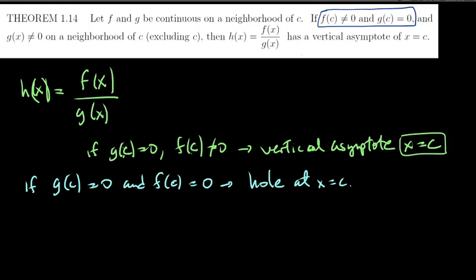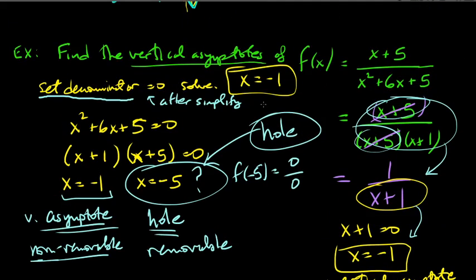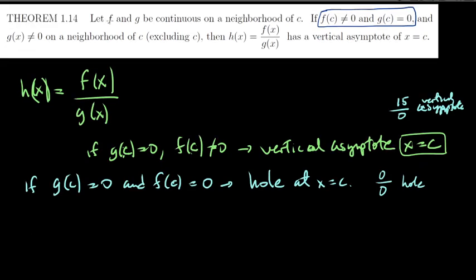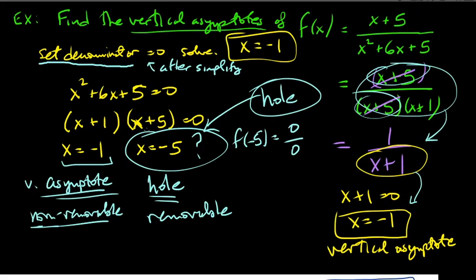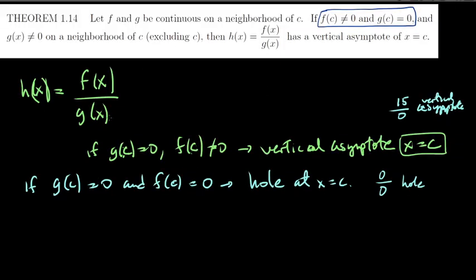But basically, when you get 0 over 0, chances are that's a hole. If you get something like 15 divided by 0, that's probably a vertical asymptote. So that's all this theorem says. It's exactly what you have been using in your pre-calc days. Now we just made this formal statement, and that allows us to find the vertical asymptotes by figuring out where the denominator is 0 but the numerator is not 0.